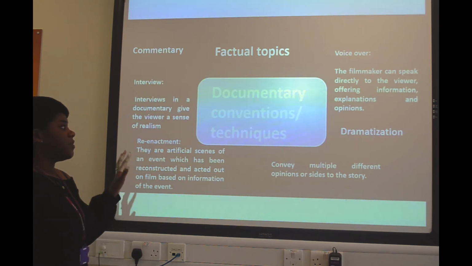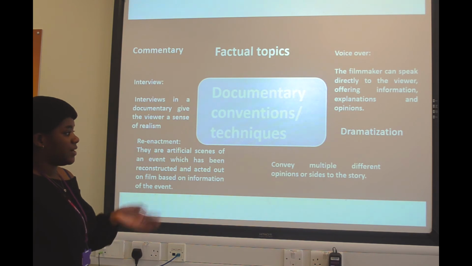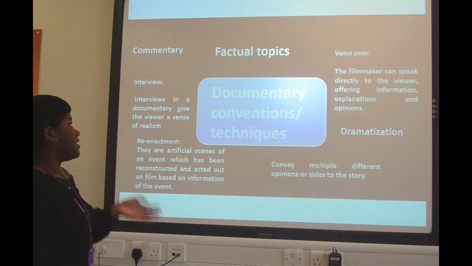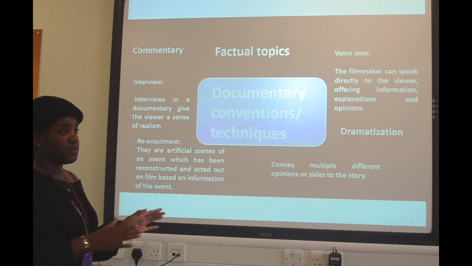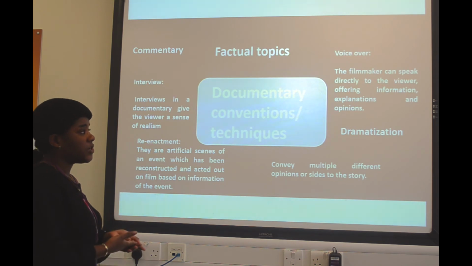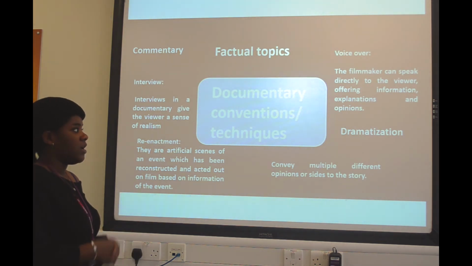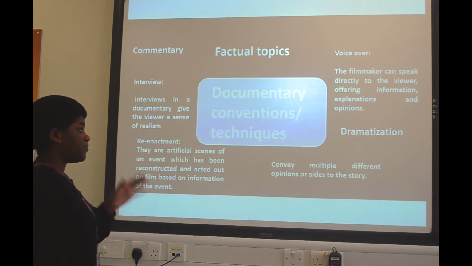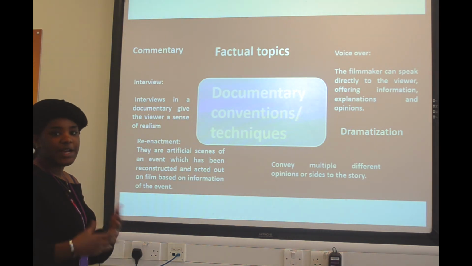Here are some of the conventions and techniques used in documentaries. They have factual topics and convey multiple different opinions or sides of the story. There's usually commentary. You will see the filmmaker talking over a certain scene. There's voiceover. The filmmaker can directly talk to the viewer, offering information or explanations and opinions. Then most documentaries are dramatized due to the soundtrack and the music.